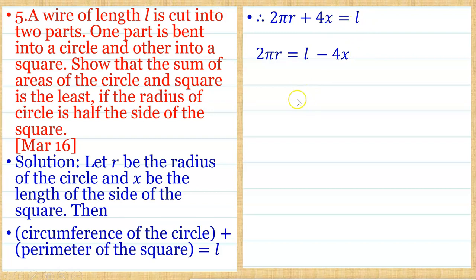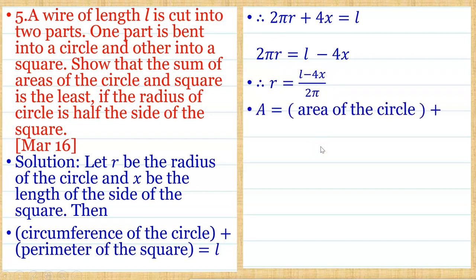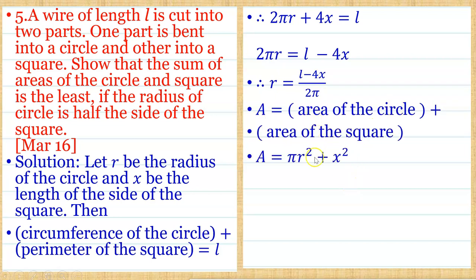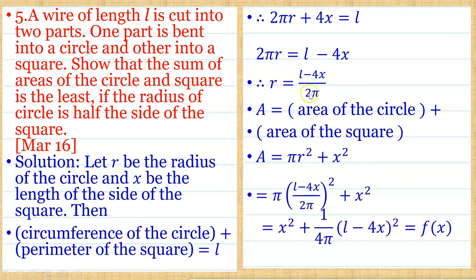From this we will find out the value of r. That is 2 pi r is equal to L minus 4x, and therefore r is equal to (L minus 4x) upon 2 pi. Now A is equal to area of the circle plus area of the square. The area of the circle is pi r square. It says show that the sum of the areas, so the function we create here is the area function. A is equal to area of the circle plus area of the square, that is pi r square plus x square. The value of r, that is (L minus 4x upon 2 pi) whole square plus x square.